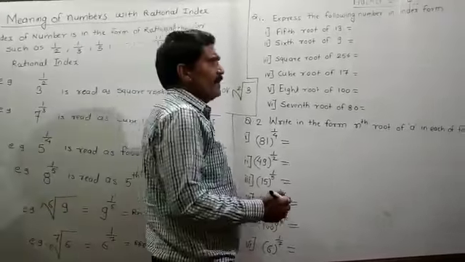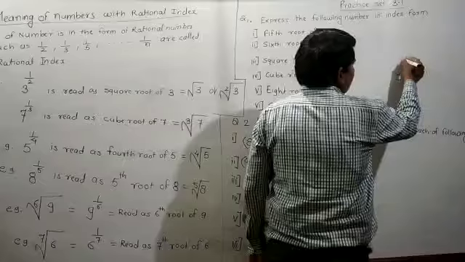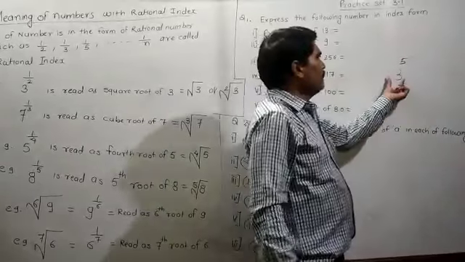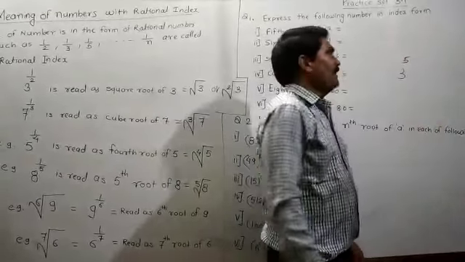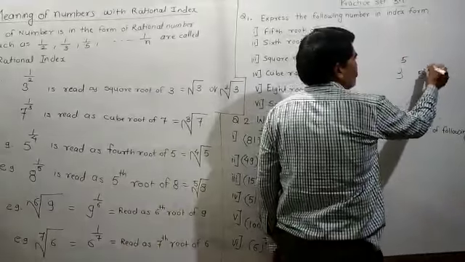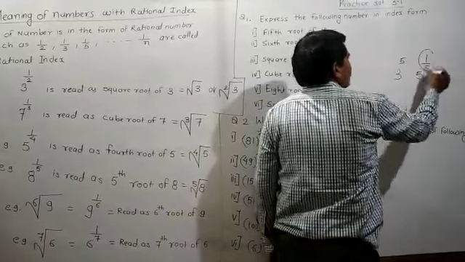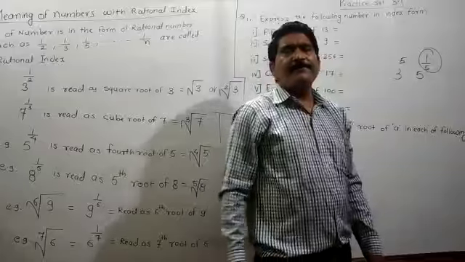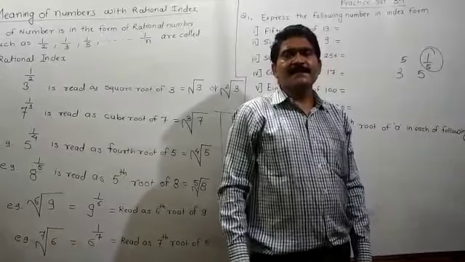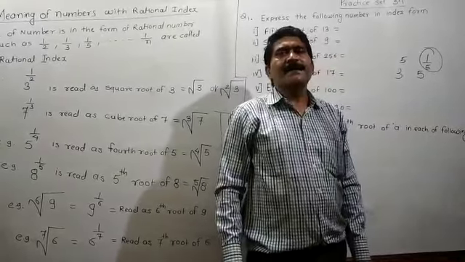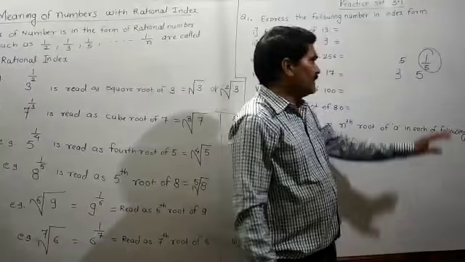What is the meaning of index? This is 3 raised to 5. Here 3 is the base, 5 is the index. But if the index is in the form 3 raised to 1 upon 5, this is a rational number, A upon B form of the number. If the index is in the form of a rational number, then that index is called the rational index.